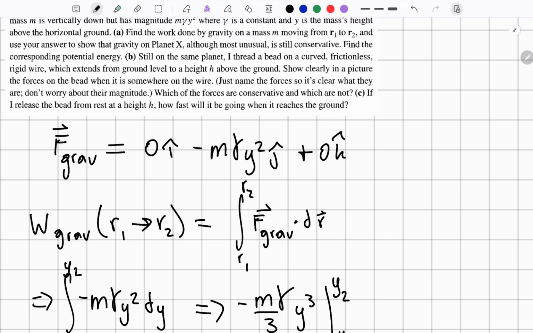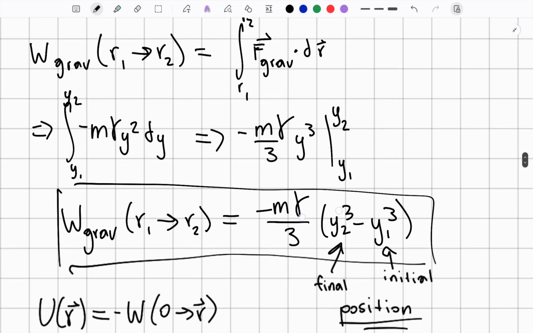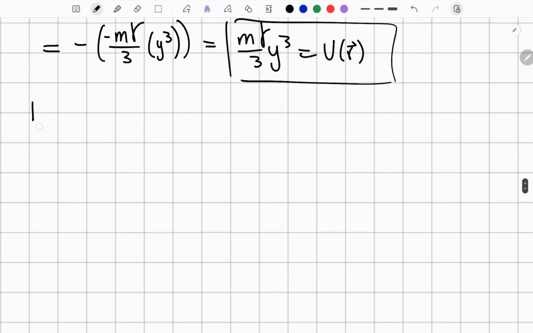Now for part B, we're going to thread a bead onto a curved, frictionless, rigid wire. It's going to extend from ground level to a height h above the ground. And we want to show the forces on the bead when it is anywhere on this wire. So this is part B. You can imagine our wire looks something like this. And we'll start the bead up here, but this is when the bead is just anywhere on that wire.